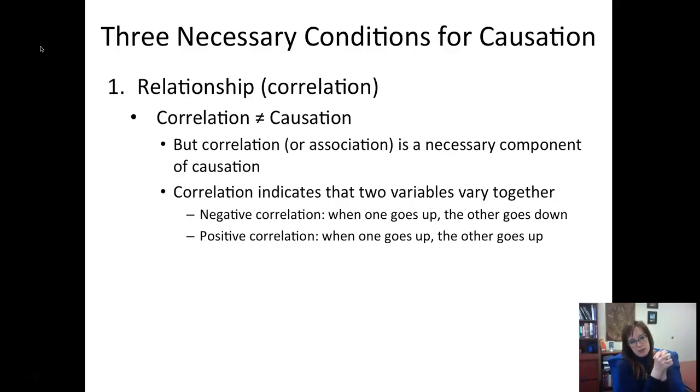So this can be something like, for example, as sexual anxiety increases, sexual satisfaction decreases. So the higher scores on sexual anxiety, the lower scores on sexual satisfaction. A positive correlation, on the other hand, is when both variables are moving in the same direction. When one goes up, the other goes up. When one goes down, the other goes down. And this could be something like relationship satisfaction and sexual satisfaction. So the more of one you have, the higher the scores on one, the higher the scores on the other.